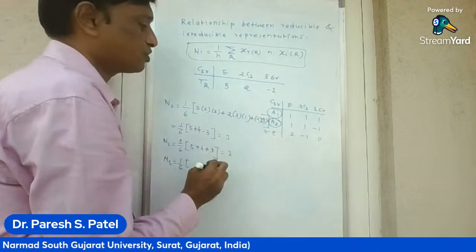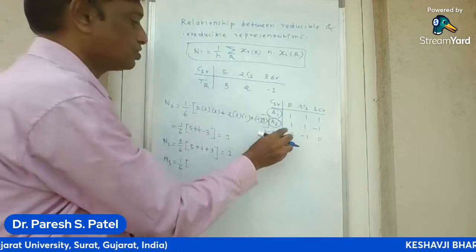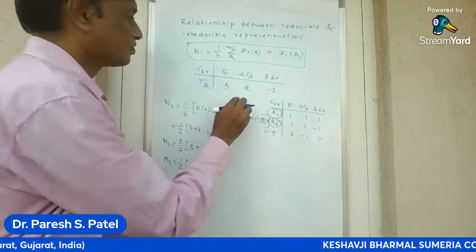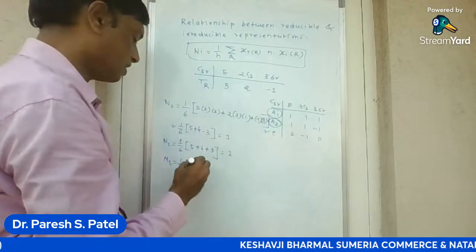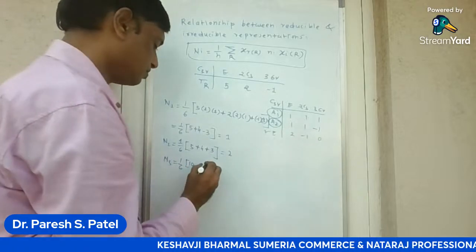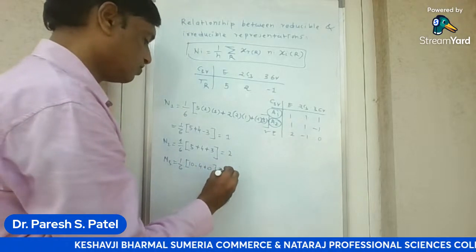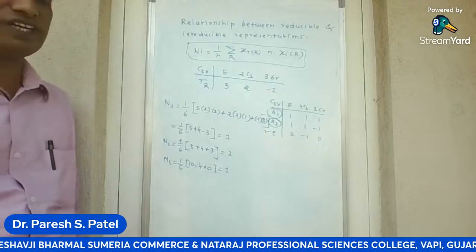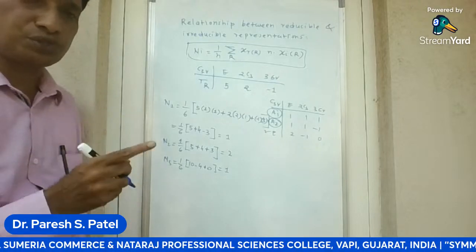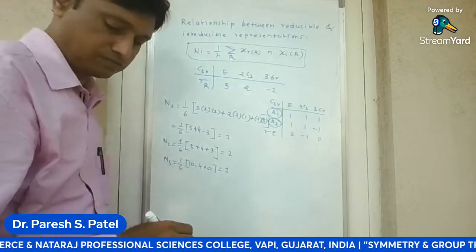Now n3, which corresponds to E: 5 times 1 times 2 is 10, 2 times 2 times minus 1 is minus 4, plus 0, which gives 6, and 6 by 6 is equal to 1. It means the value of n1 is equal to 1, n2 is equal to 2, and n3 is equal to 1.